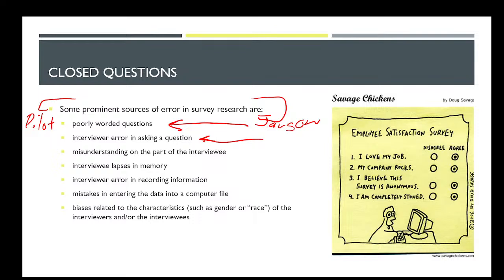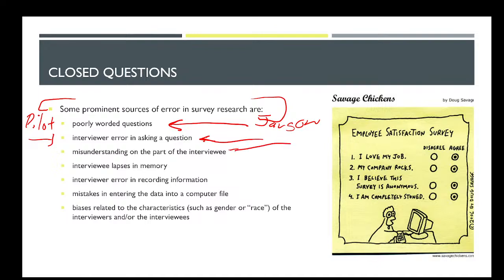Interviewer error in asking the question. Maybe if it's on the phone, someone misreads the question, and then someone just answers without understanding it. Human beings are human beings. Again, I think this is becoming less of an issue because we're seeing way fewer surveys done in person or on the phone, because nobody answers the phone anymore if you don't know the number. Everything's moved online, and then there's no one asking the question.